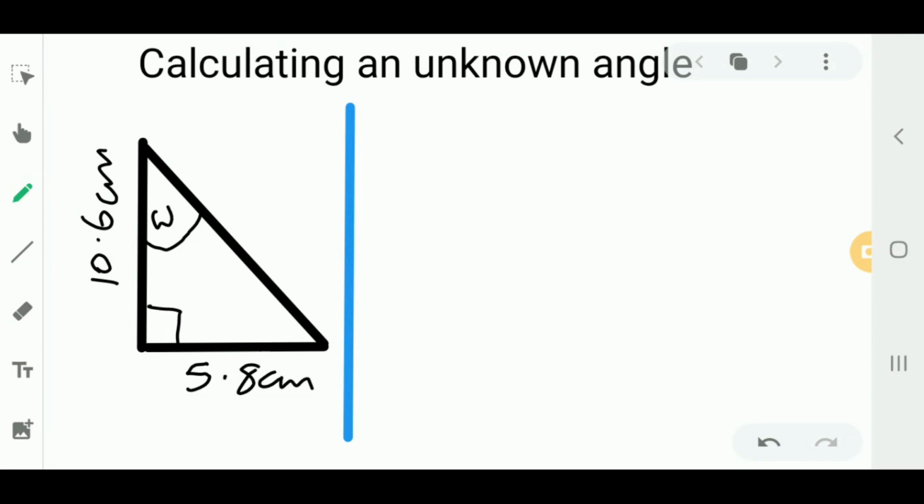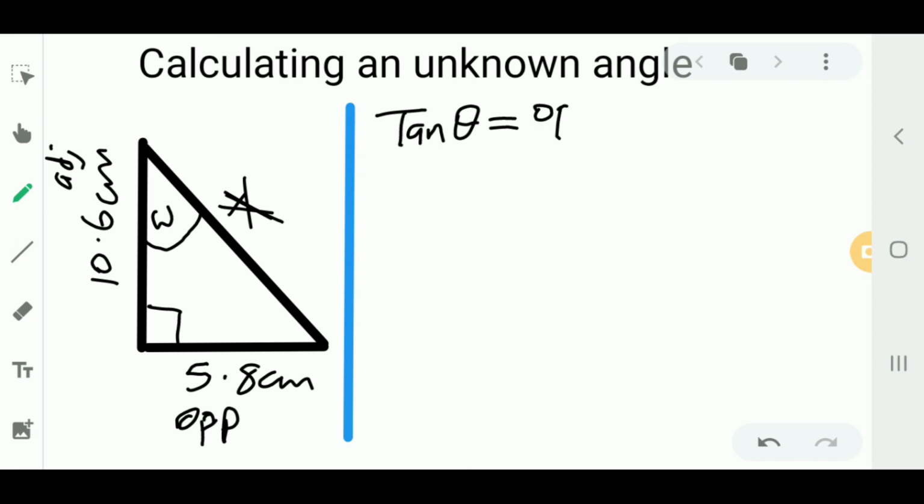Last example, let's say we want to calculate the unknown angle. First, we have to look to see what we do have. So 5.8 centimeters is opposite to the angle, so that means this is the opposite. 10.6 would be the adjacent, and here would be the hypotenuse. Because we have the opposite and the adjacent, and we're trying to find the angle, that means again we're using the tan formula. So we have tan the angle is equal to opposite over adjacent.